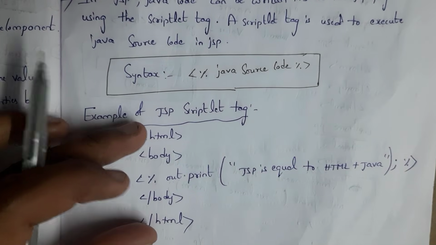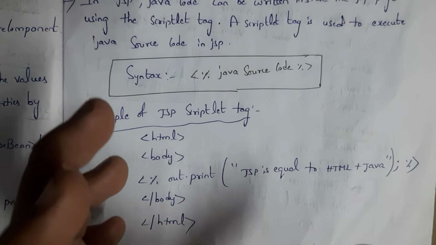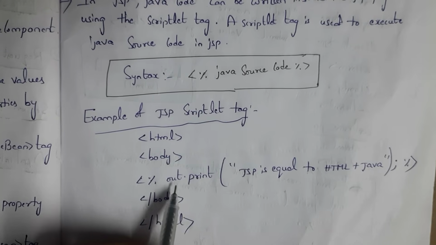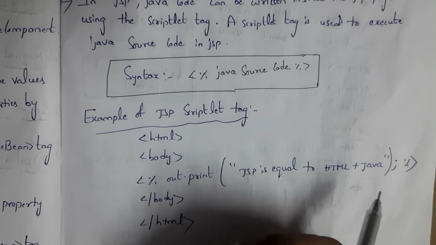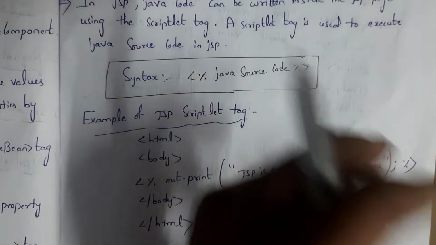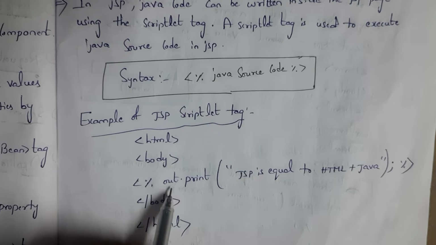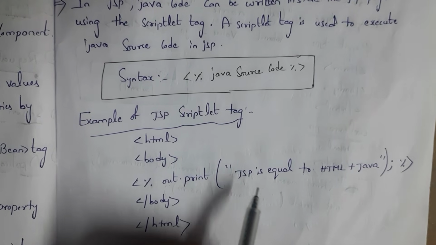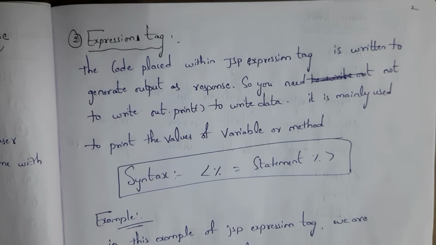I wrote HTML. Inside HTML, I opened a body tag, and inside the body, I wrote Java code as <% out.print("JSP is equal to HTML and Java"); %>. This is the string which I have written inside this, and out.print is Java code that is used to generate output. So the output is JSP is equal to HTML and Java. This is the output.